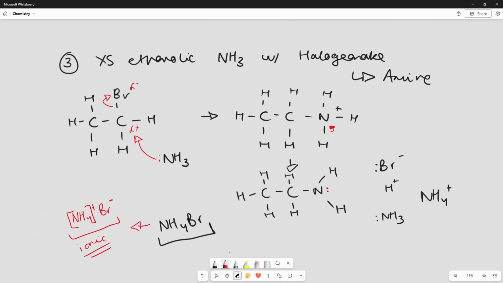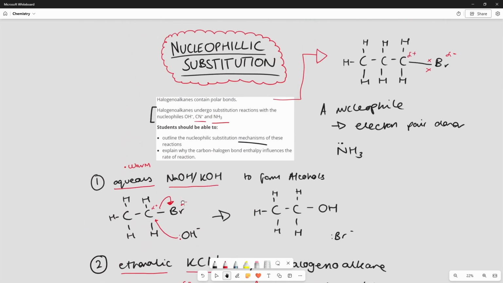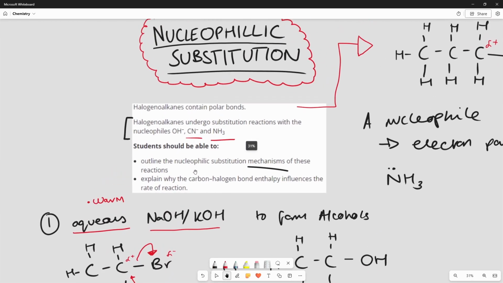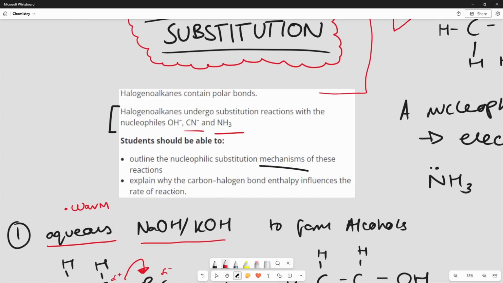So the conditions for us to get an amine are excess and ethanolic ammonia. We can also say warm, but that is less relevant than these 2 main conditions: excess ammonia and ethanolic conditions. So now we've gone through all of the different mechanisms. Let's look at the final spec point, and it says explain why the carbon halogen bond enthalpy influences the rate of reaction.